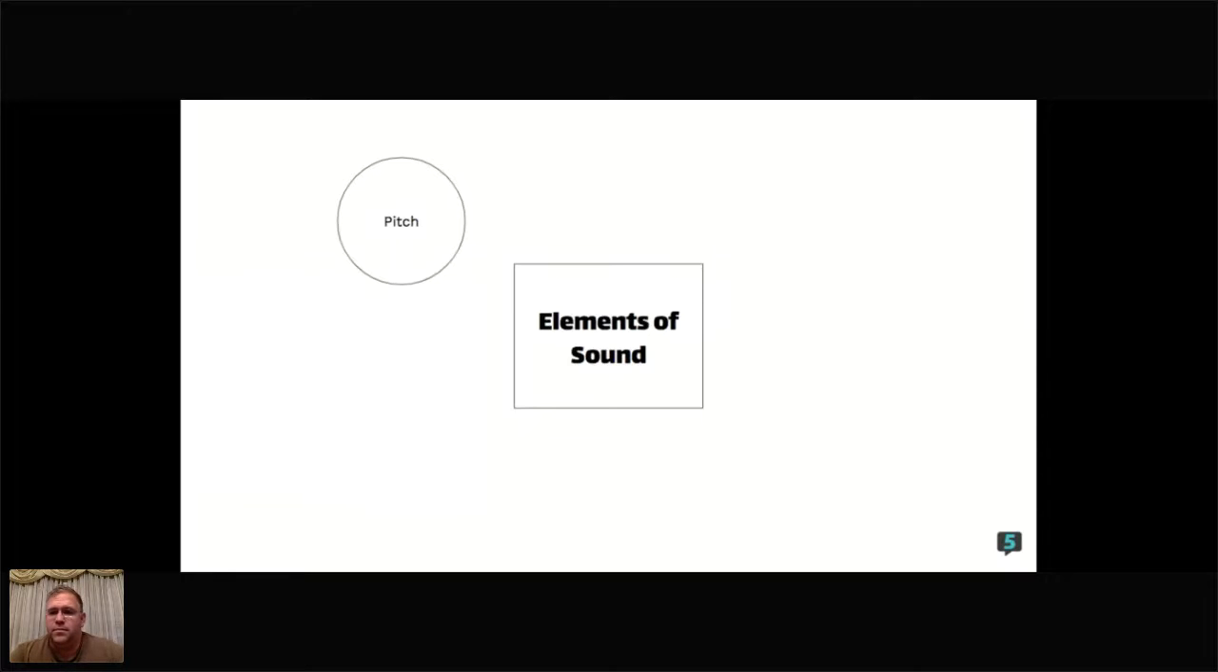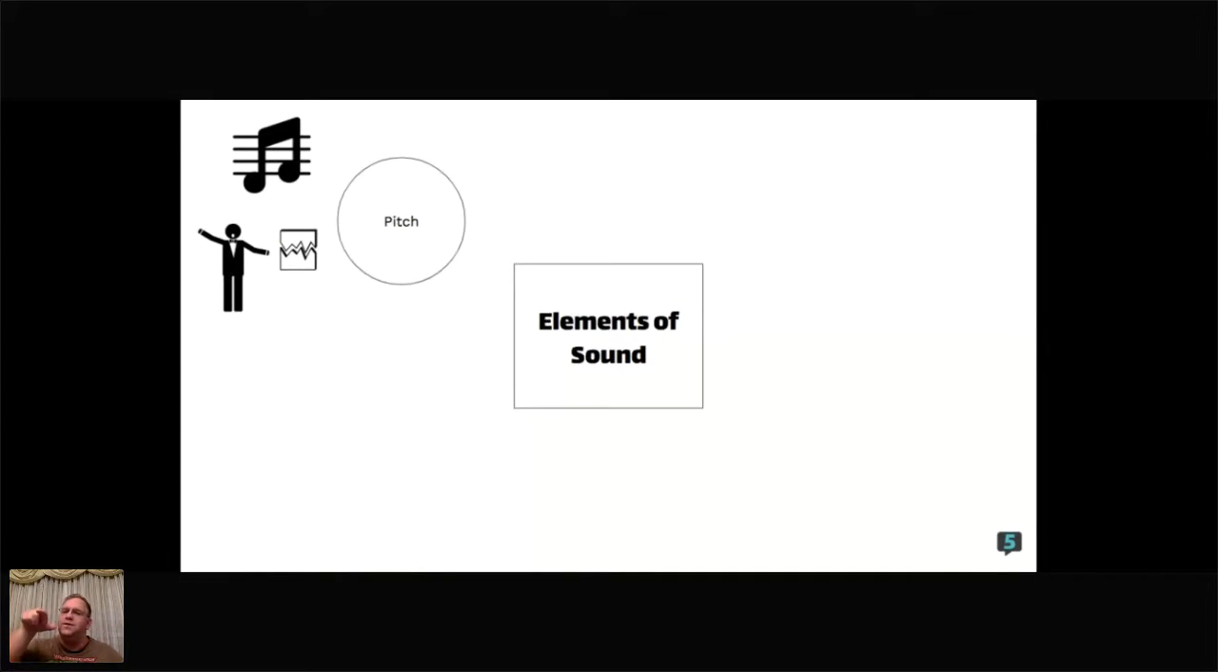Pitch equals frequency. In other words, if you were to look at the sound waves, how many of these little waves are there? Essentially it refers to: is it a high note, a low note? What note is it? Is it a C note, a D note? You learn about different pitches in music class, and it's the frequency.